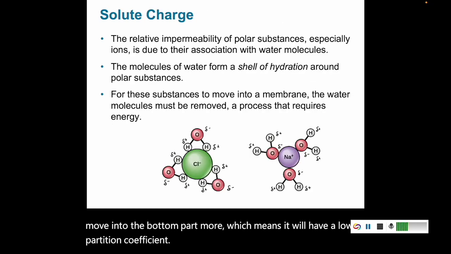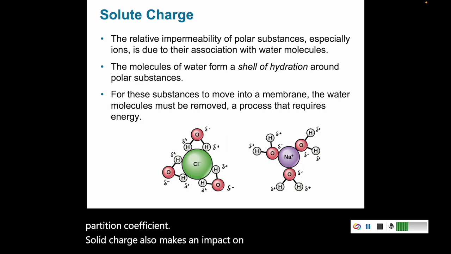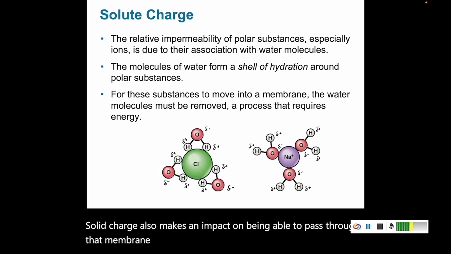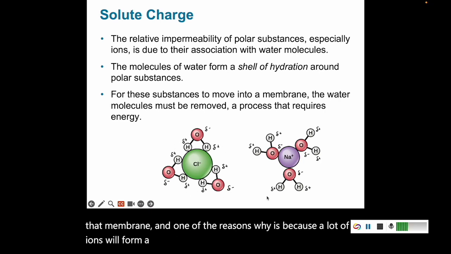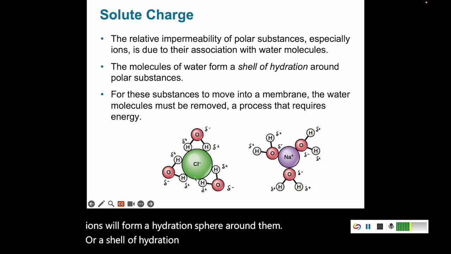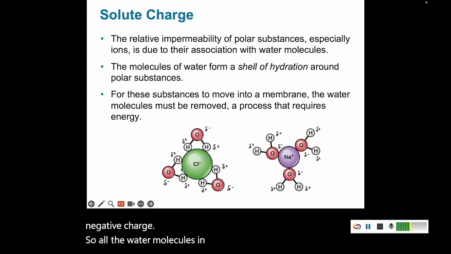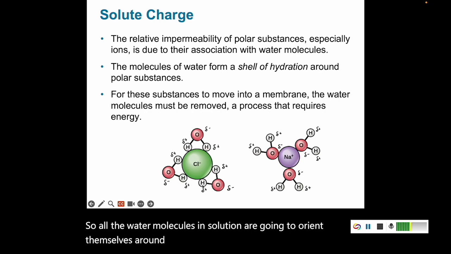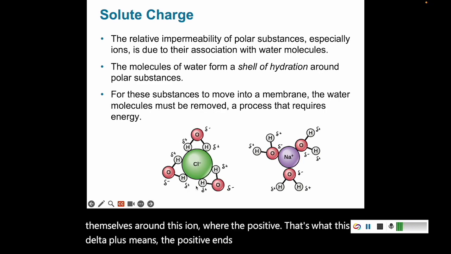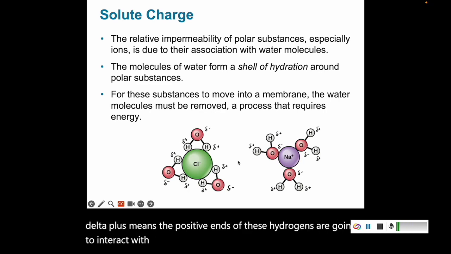Solute charge also makes an impact on being able to pass through that membrane. And one of the reasons why is because a lot of ions will form a hydration sphere around them, or a shell of hydration. So here this chloride ion has a negative charge. So all the water molecules in solution are going to orient themselves around this ion, where the positive, that's what this delta plus means, the positive ends of these hydrogens are going to interact with that ion.